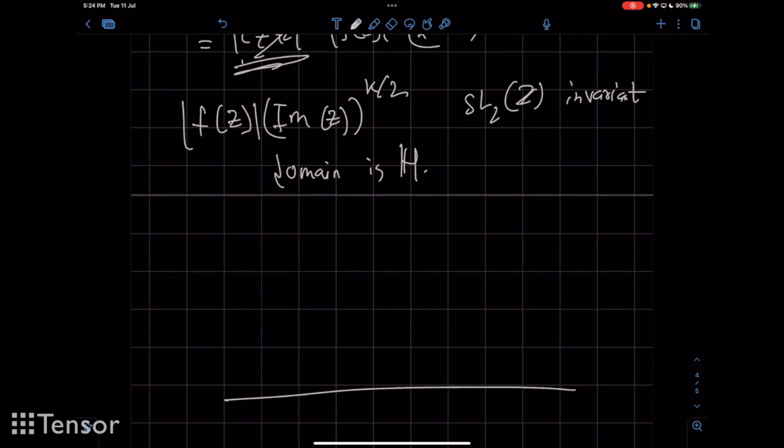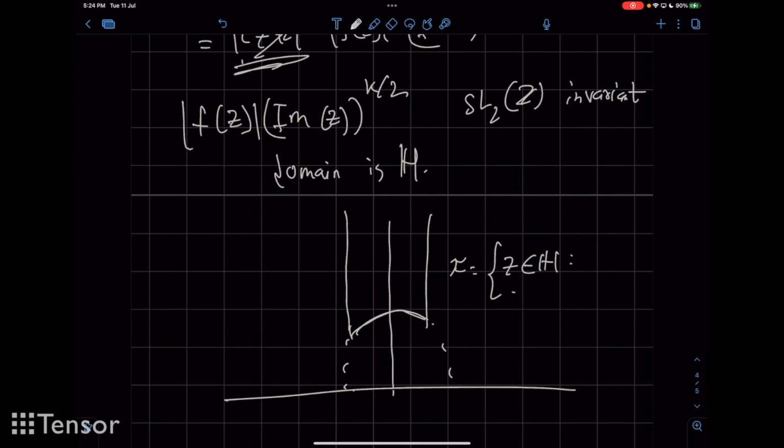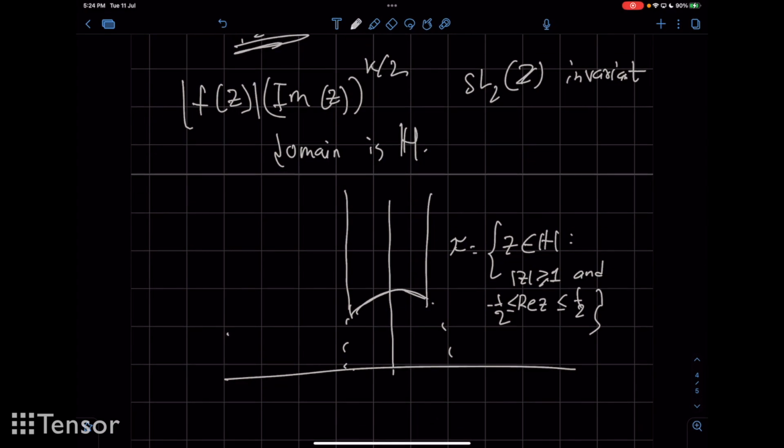So this is the upper half plane, and this is our fundamental domain. This fundamental domain is defined by all z in the upper half plane such that the absolute value of z is greater than or equal to 1 and the real part of z is between negative half and positive half. Given any z in the upper half plane, there exists a number in this fundamental domain such that we can go from this point to that point via an action of SL2Z. Therefore, we can conclude that any function that is SL2Z invariant has all its values achieved in this fundamental domain.